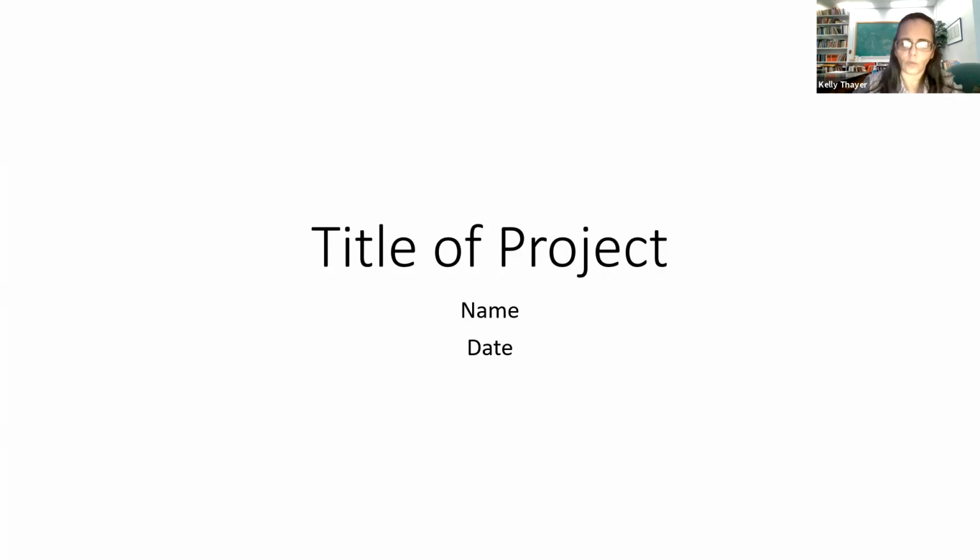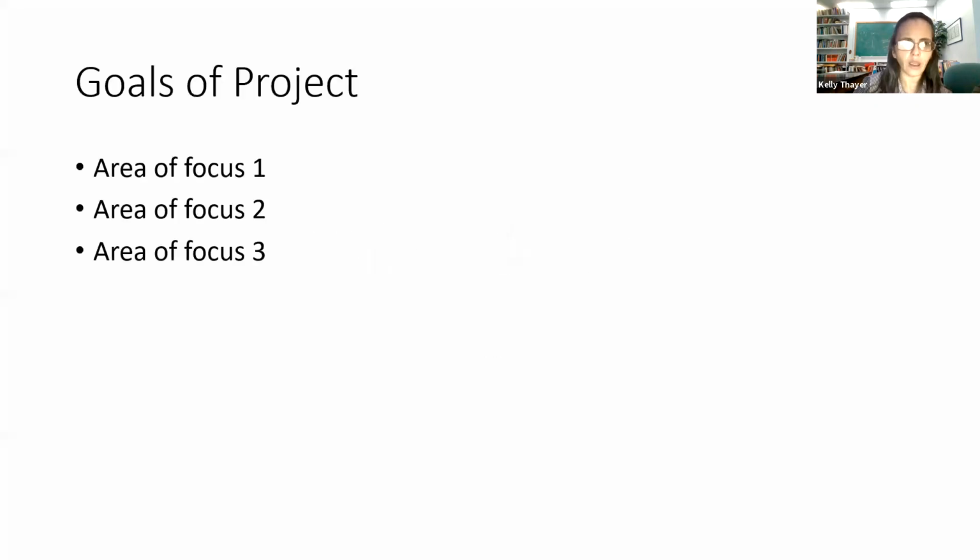All right, so what should you put in this? This is a recommended outline for what you could put into your slides. The first slide should be the title of your project, the name, and the date. The next thing you should tell us about are what were the three areas of focus or the three goals that you had for your project. Now, these may have changed since the very first time, and that's okay.